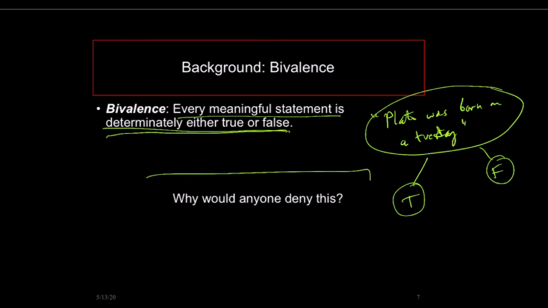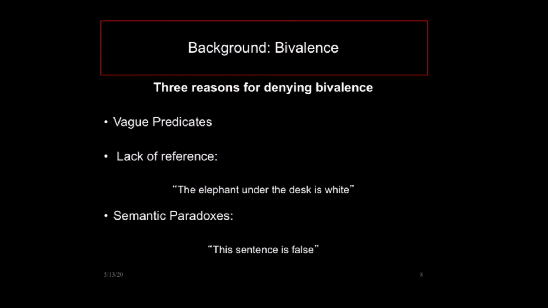So now, the question is, why would anybody deny the principle of bivalence, which states that every meaningful statement is determinately either true or false? And, in contemporary logic, it's more common to deny the principle of bivalence in a localized way. So that you say, in certain areas of discourse, we're going to reject the principle of bivalence, but we're going to accept it in other areas of discourse.